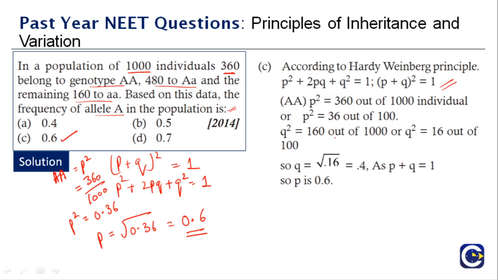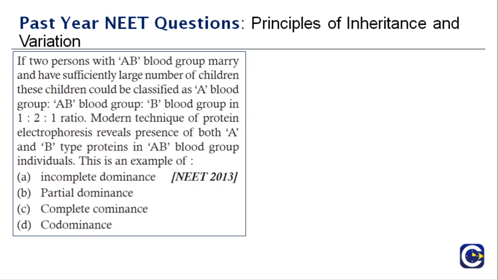Sometimes you can also do it the other way, because we know that P plus Q is equal to 1. So Q square is here 160 out of 1000, that is 16 out of 100, under root of 16. Sometimes they only give you the frequency of the small allele and then ask you for the allele A. Then it is important that you know P plus Q is 1, and in that case you will use a bit longer solution. You just need to know the Hardy-Weinberg principle, and it's a very simple question. So the answer is C, 0.6.